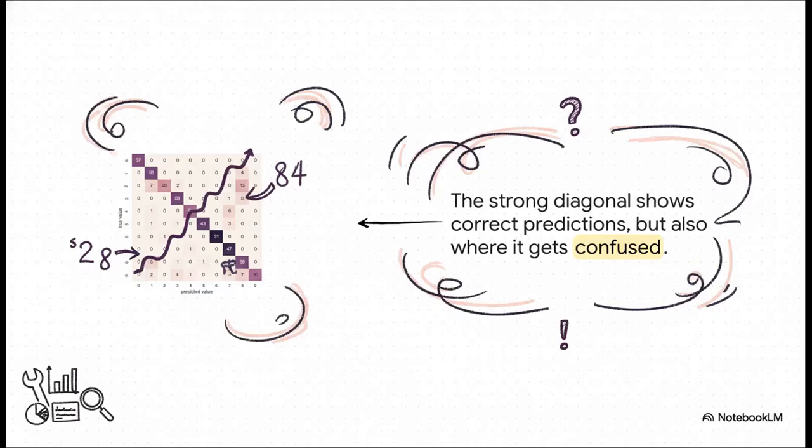And once we've made our predictions, we can check our work. This chart is called a confusion matrix, and it's basically a report card for our model. That bright diagonal line shows all the times it got the answer right. Perfect. But what's even more interesting are the spots that aren't on the line. You can see exactly where the model got confused, like when it thought a 9 was a 4. This isn't just a grade. It's a roadmap for how to make our model even better.